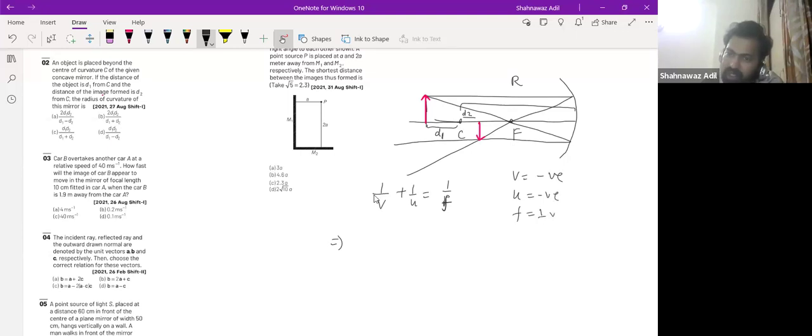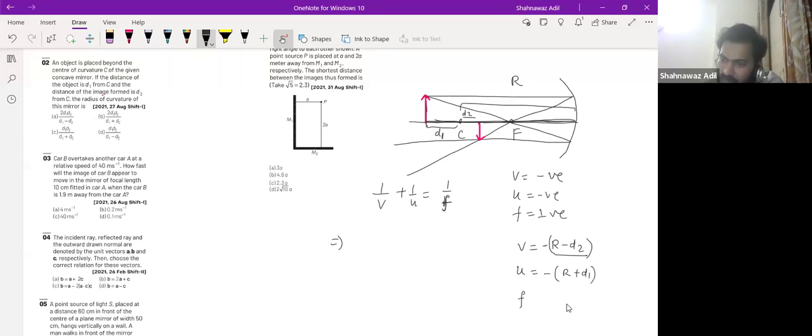Everything is negative, right? So 1 by v. How much is this v? V is this thing. This is d2. The whole thing is r. So v would be r minus d2, and we have to take the negative signs. This is negative. And what is u? The whole thing is r and then plus d1. So minus r plus d1.